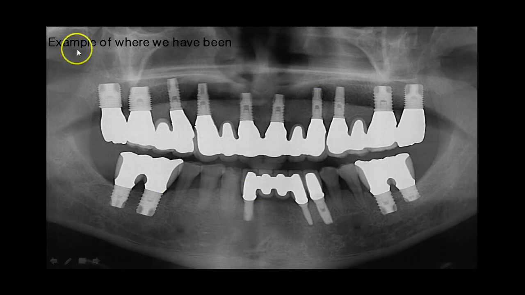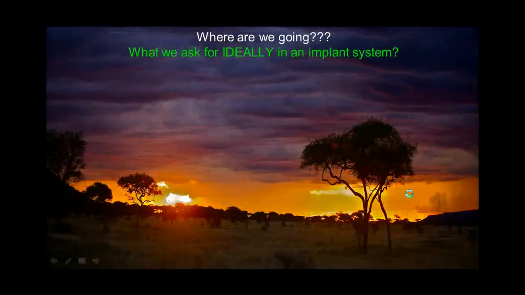So here's an example of where we've been. Here's your, again, traditional type of implant. You can see very small threads on there. And then here's your molar implants, which again are rescues. And let's get into where we're going now. So where are we going? So what do we ask for ideally in an implant system?